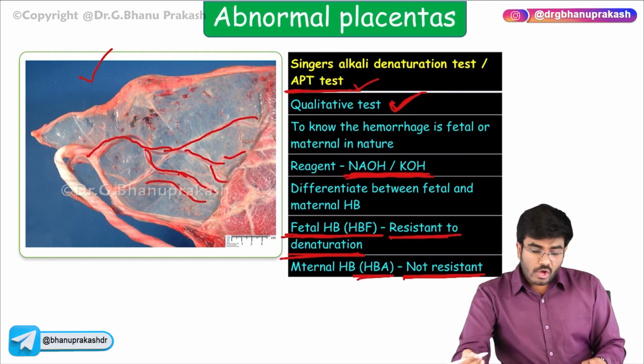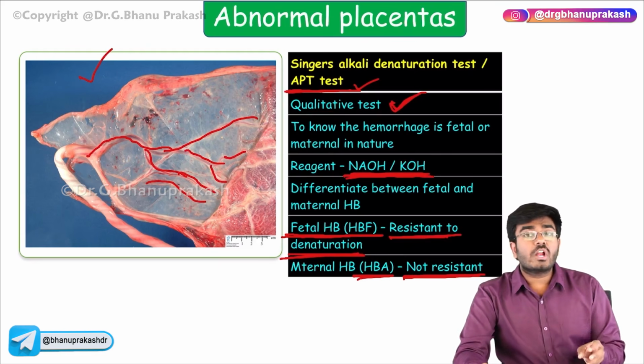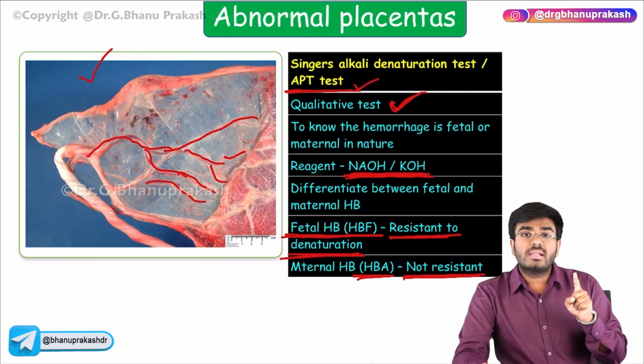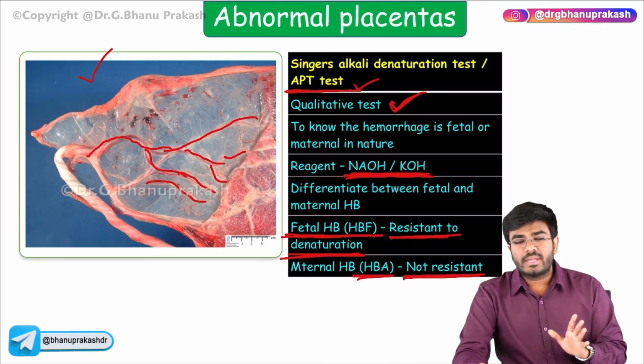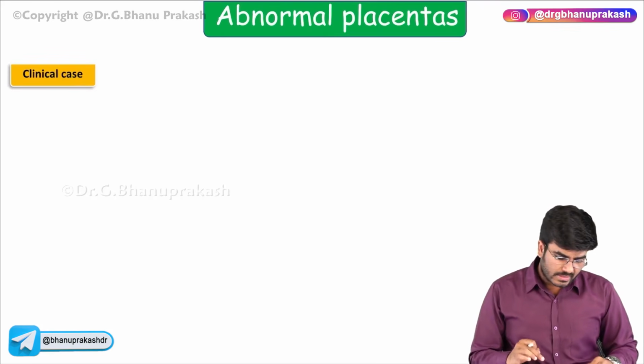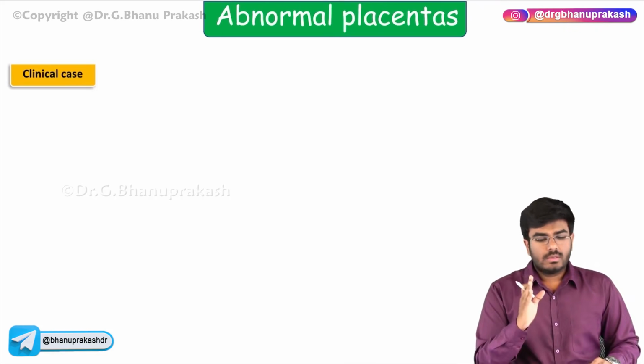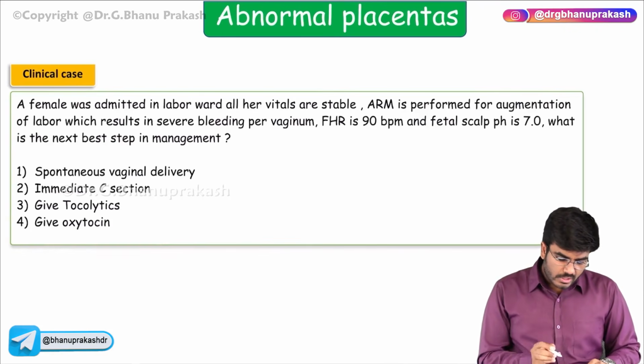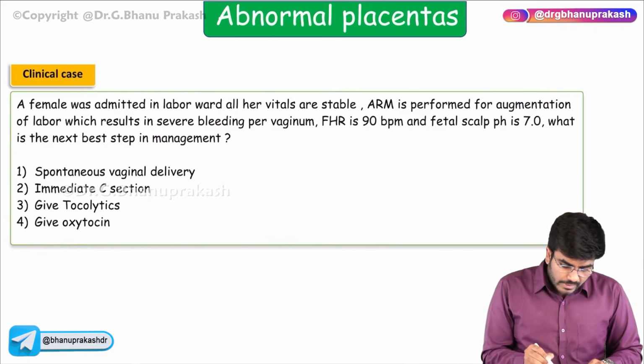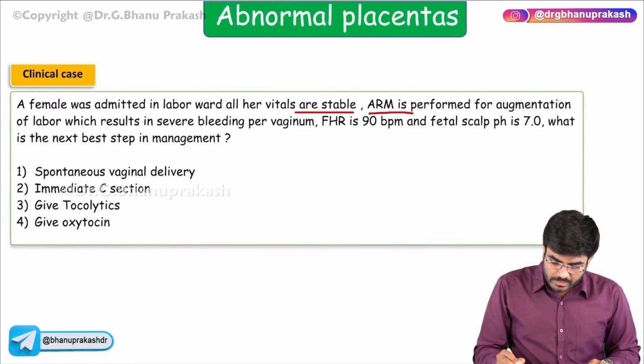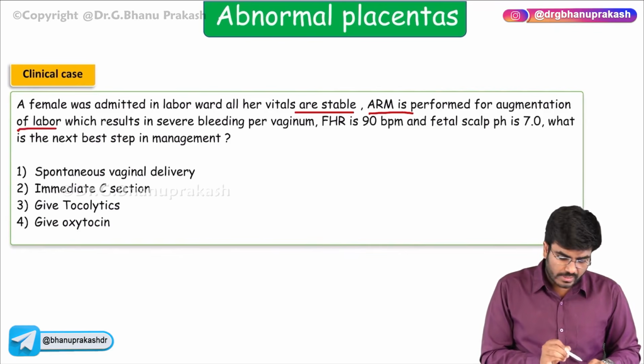Now, the rupture of membranes can lead to rupture of blood vessels that further lead to fetal hemorrhage. Okay. Now, let's discuss a clinical case on Vasa previa. Guys, please concentrate on the question. A female was admitted to labor ward. All her vitals are stable. Artificial rupture of membranes is performed for augmentation of labor.